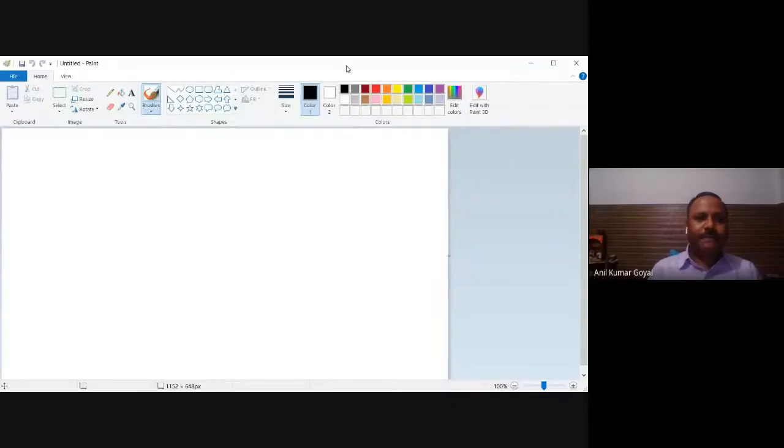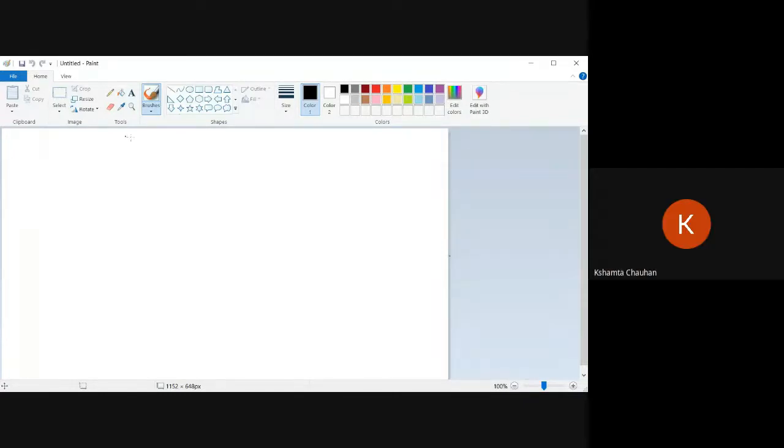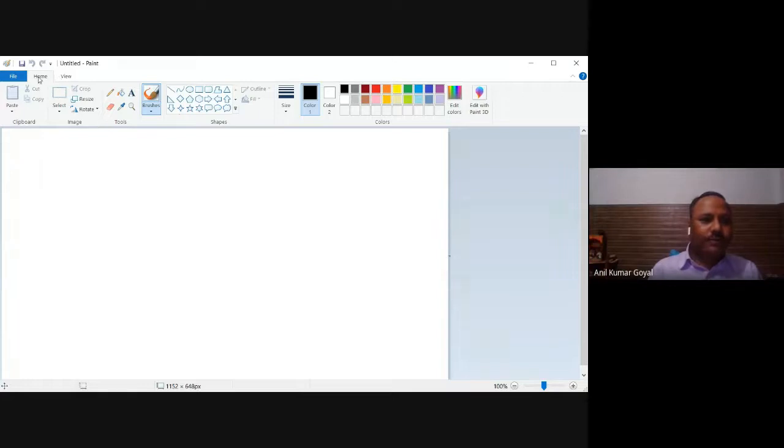So this window of paint is visible to you. This window of paint is visible to you. Yes. Okay. So what will I do here? I will draw some.